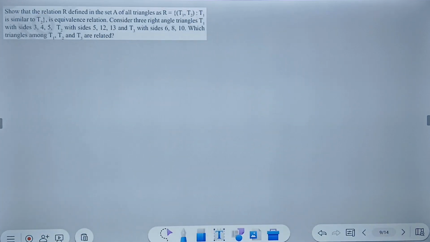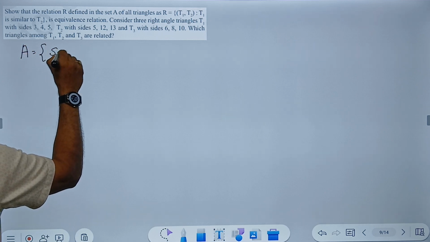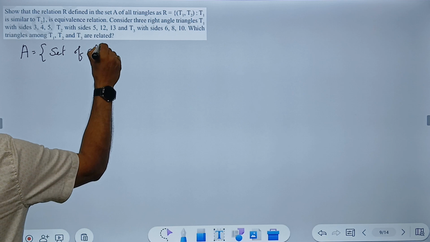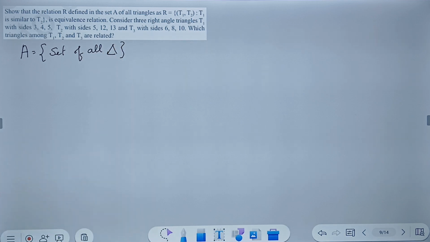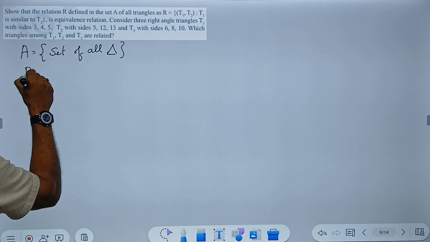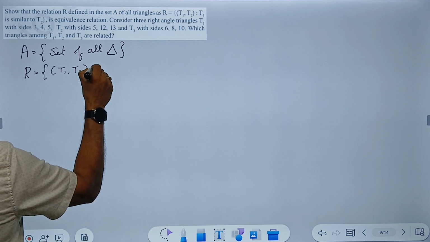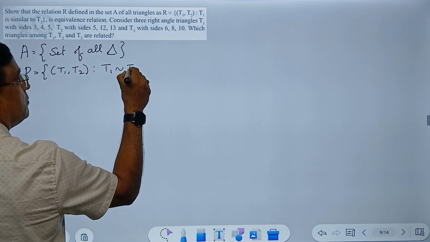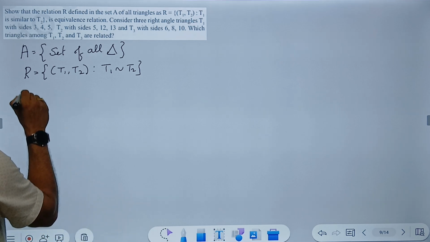Now let's go to the next question. Show that the relation R defined on the set A is an equivalence relation. What is set A? Here I am defining my set A as the set of all triangles. Now how is the relation defined? The relation R is defined as, if I have 2 triangles T1 and T2, T1 is similar to T2. And what I have to prove is that it's an equivalence relation. I think it's very, very simple, right? So reflexive.